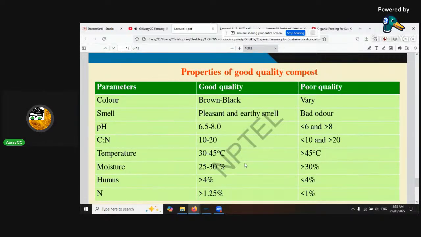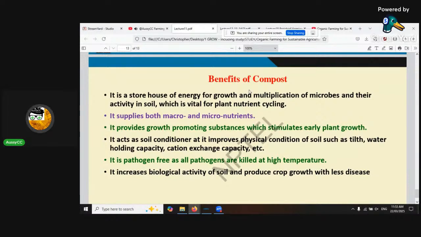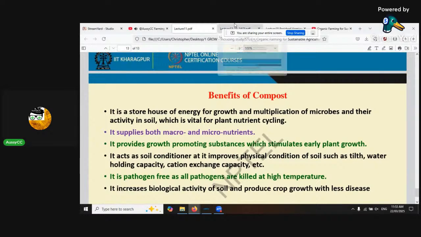Poor quality, be out of that. Carbon to nitrogen ratio of an end result of 10:20. It'll be out of that for poor quality. Good temperature, moisture of 25:30. Humic acid, or the humus ratio must be high. In other words, a high amount of organic matter in it and a good amount of nitrogen. So that's why if it's broken down too fast, you won't get this high amount of nitrogen. Benefits of compost. I'm not going to talk about them. You all know the benefits. Pause it if you want to read it. That's it.